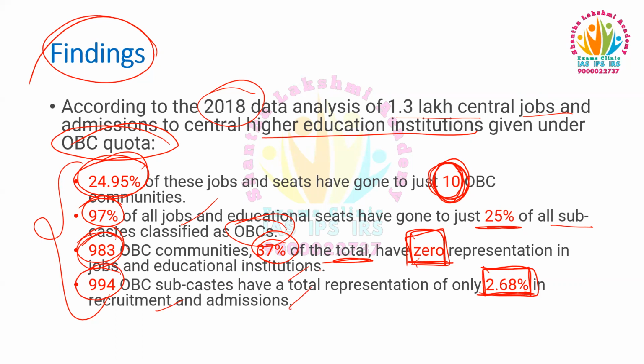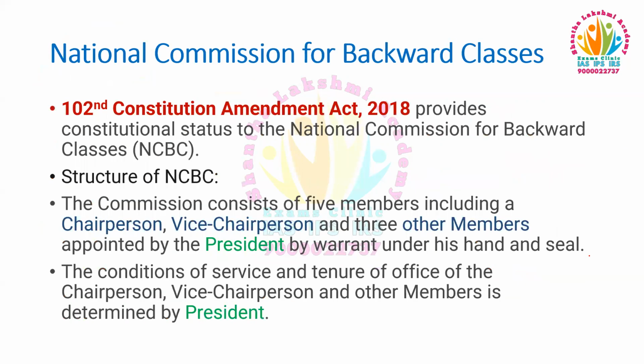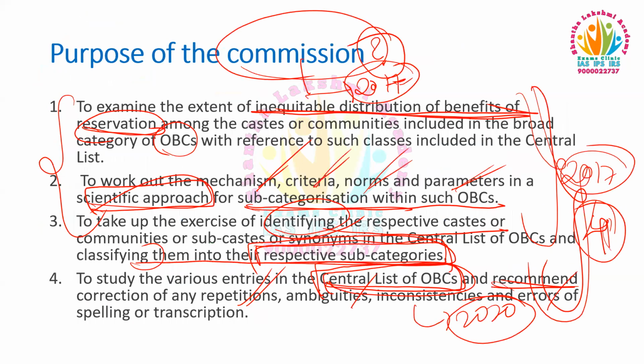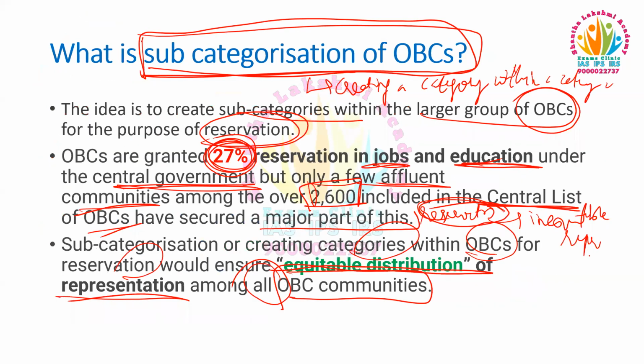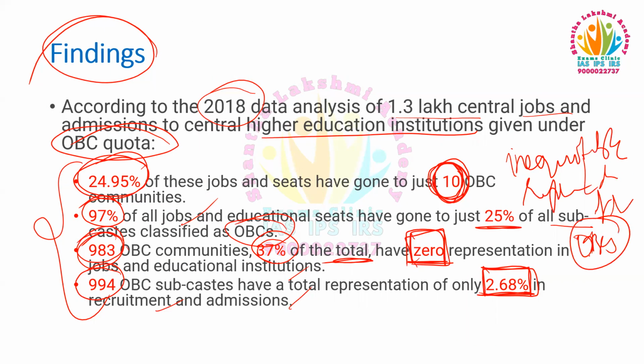From this we can understand, right? There is inequitable representation or inequitable distribution of reservations among OBCs. So that's why there is a need for subcategorization, which will ensure equitable distribution of reservation among the OBCs. Then moving forward, till now we have seen what is subcategorization, the Justice Rohini Commission, its purpose and its findings.